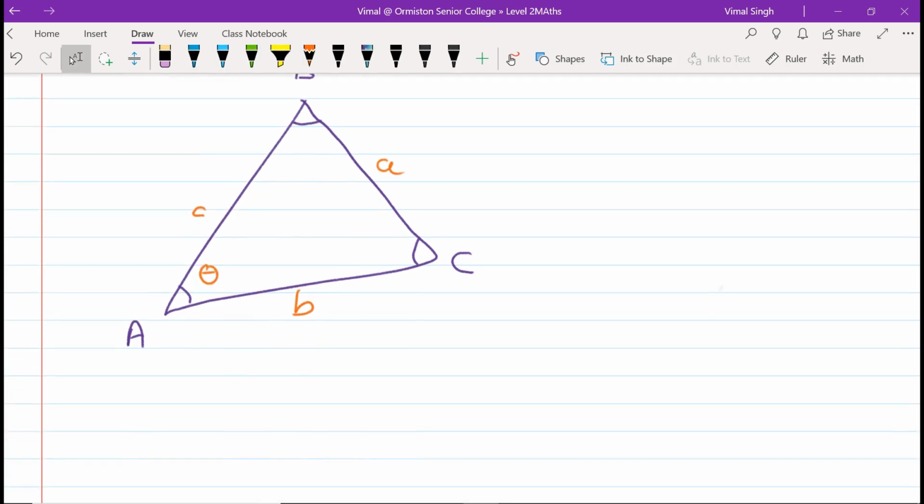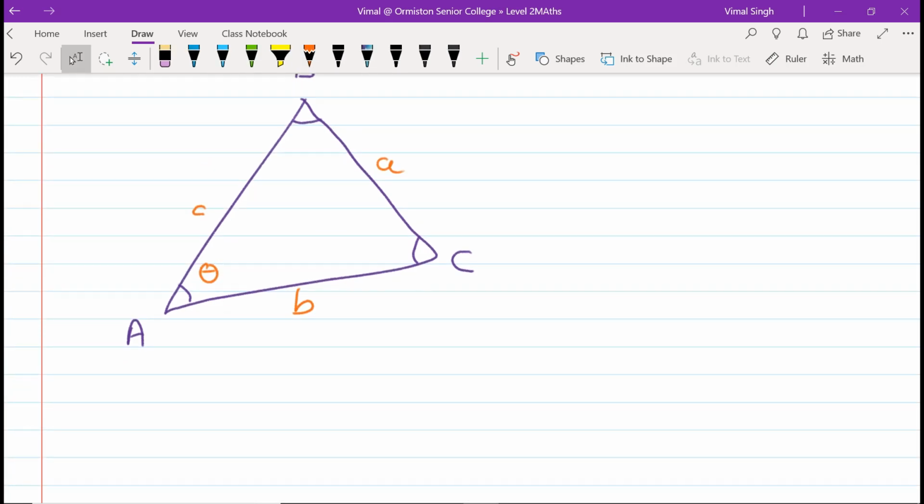Okay, I'll write this down properly. So my cosine rule, because I want to calculate this angle theta over here, is given between the two sides C and B, and I want to work out the length of A. So my formula for the cosine rule will become a squared is equal to b squared plus c squared minus 2bc cos of angle A.